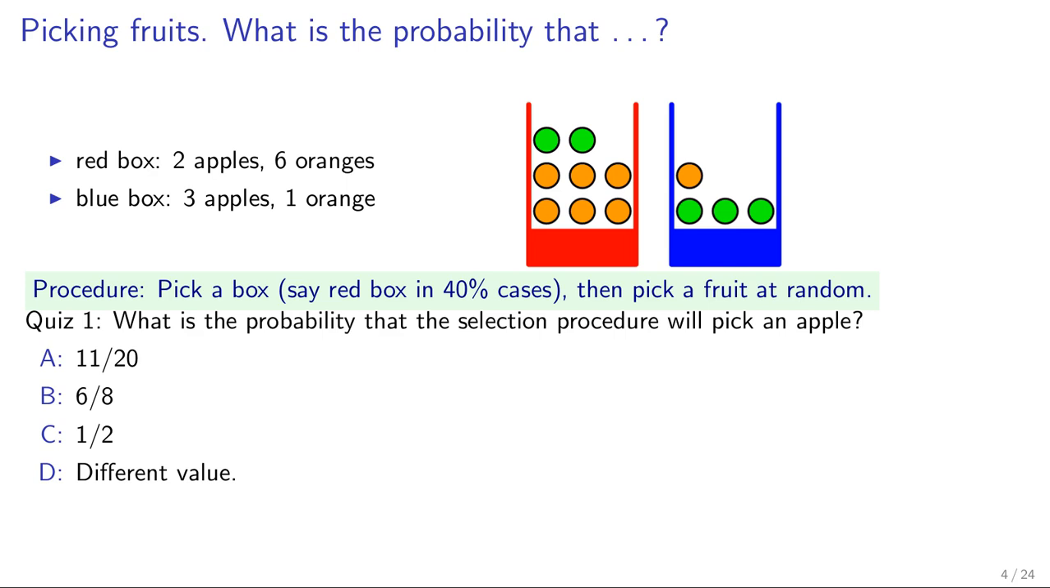Now you have the following procedure for how you pick. In 40% of the cases, 4 out of 10, you pick the red box for some reason, and then you pick a fruit at random. You can't see, you just grab any fruit, not from the top, from anywhere. And the question now is, with this selection procedure, you do it just once. What is the probability that you will pick an apple? So try to solve this.